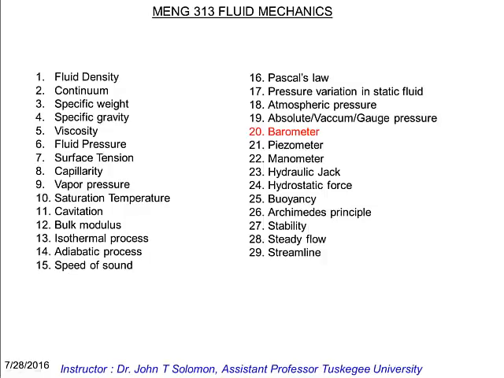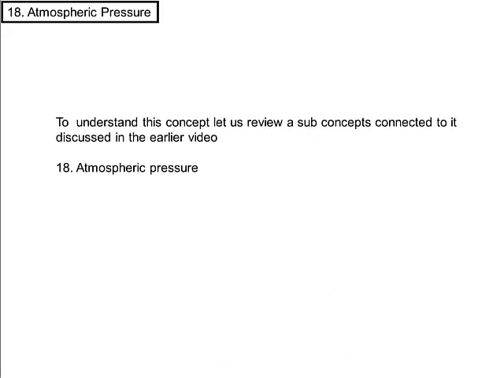In this lecture, we learn about how atmospheric pressure can be measured using a device called a barometer. To better understand the principle of a mercury barometer, a device used to measure atmospheric pressure, let us quickly review video 18 that discusses atmospheric pressure.